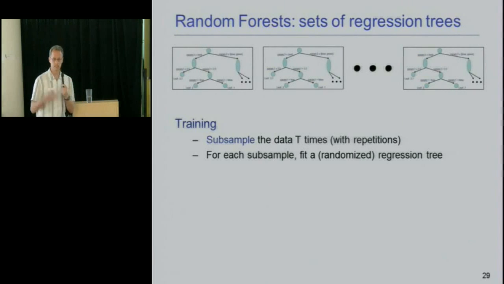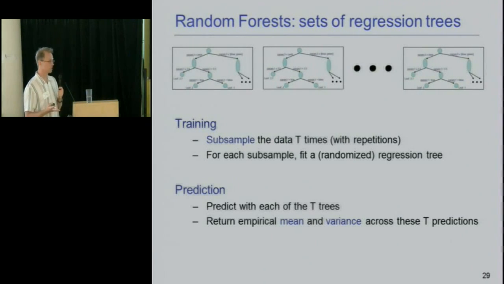Now random forests are just sets of these regression trees. They're simple to build. You just subsample the data t times. And for each subsample, you build a regression tree. And you build that regression tree in a somewhat randomized fashion. For prediction, you predict with each of the t trees, and you get the mean and variance across the trees. Done.